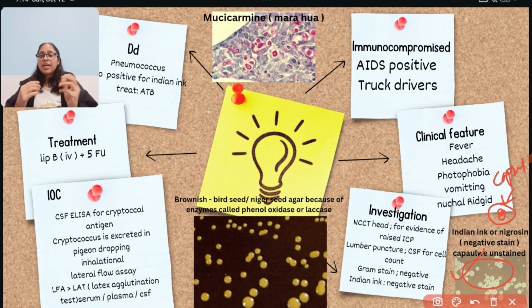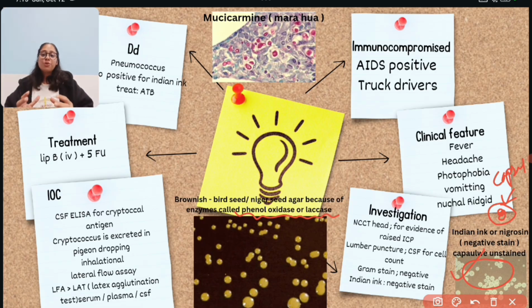Now, what does the word mean? Niger means black in general. So you can see the Indian ink is also called nigrosine, black. Also, this bird seed agar which we are using is black in color, and that's why we call it Niger seed agar. Even remembering this phenol oxidase or laccase is also important, because sometimes they do ask questions on that too. What is the investigation of choice? Investigation of choice will be CSF ELISA for cryptococcal antigen. So the answer is revealed that it is Cryptococcus neoformans, which I am talking about.